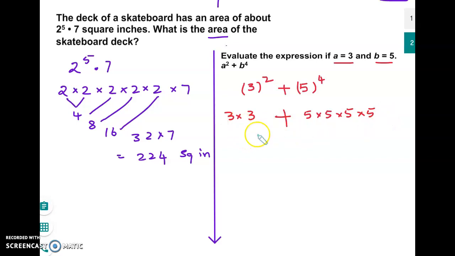Now let's do the math. 3 times 3 is 9 plus 5 times 5 is 25. 25 times 5 is 125. 125 times 5 is 625. So now let's add those two. 625 plus 9 gives you 634. So this is the answer for the evaluation portion.